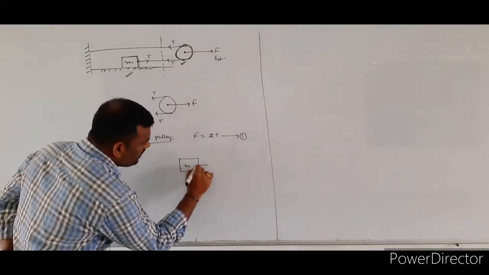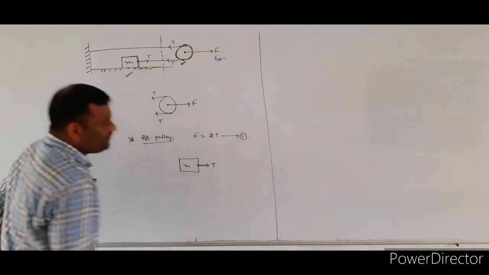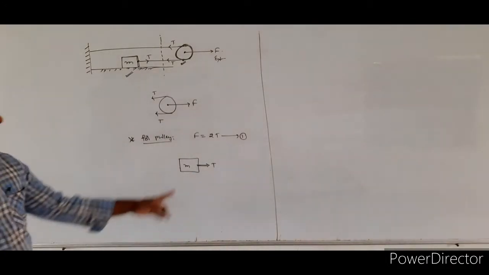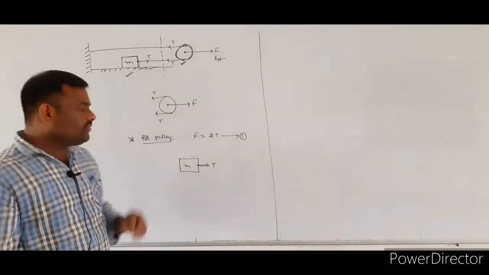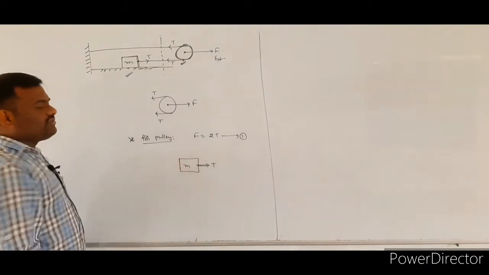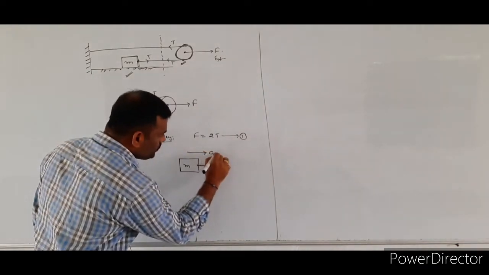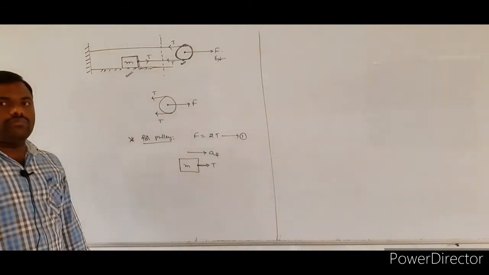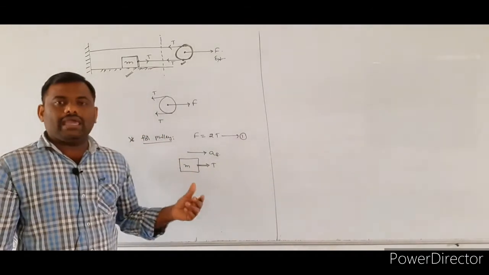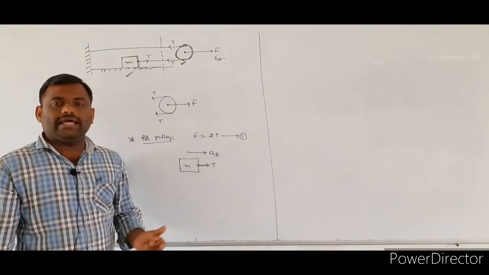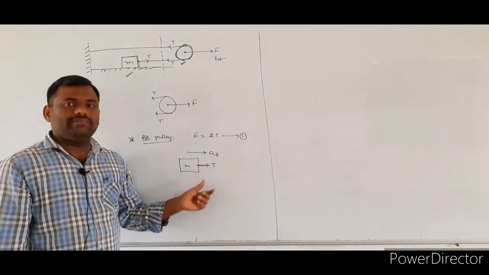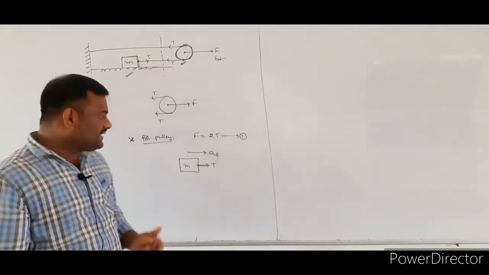Next, we will see the FBD of the block of mass M. Over the block of mass M, the pulling force is nothing but tension only. Whenever some pulling force is acting here, the block will come into motion. I am assuming that its acceleration will be represented by A suffix B.